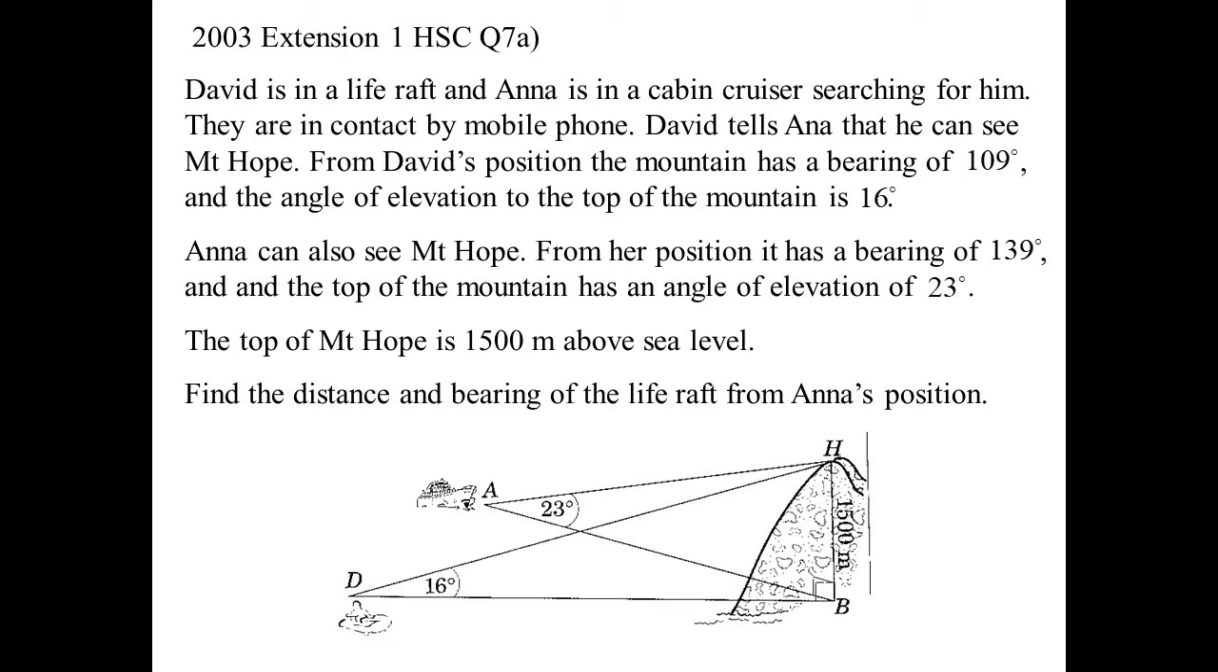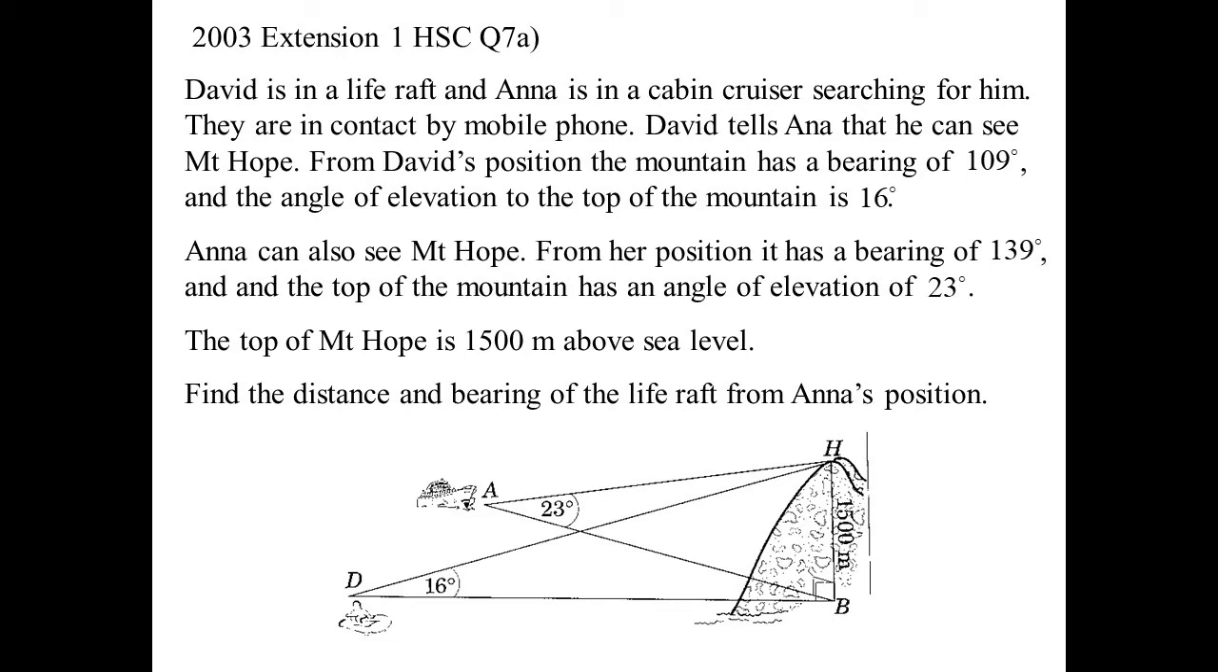Well, lucky for David, Anna, who's on the cabin cruiser, goes, well, I've got a theodolite as well, so I'll have a look at Mount Hope. Oh, it's got an angle of elevation of 23 degrees, and I'll pull out my compass. Oh, the bearing's 139. I love maths in the real world. It's fantastic.